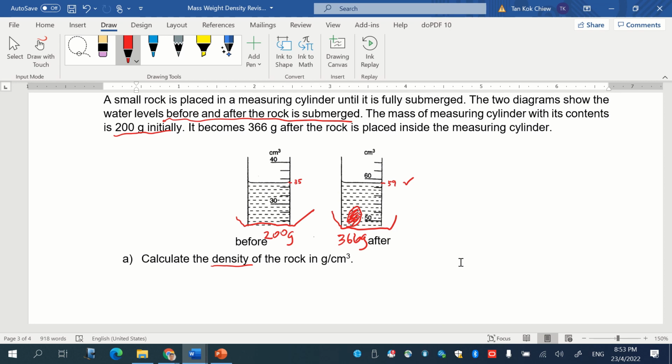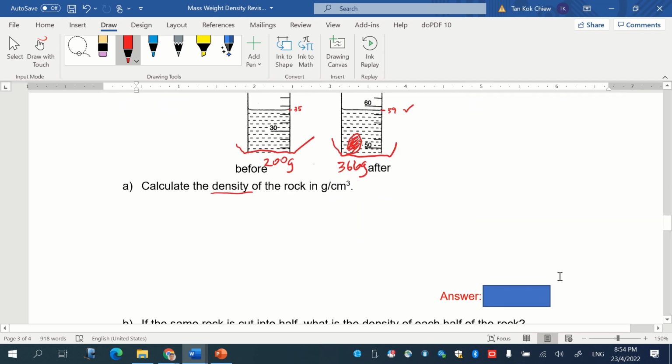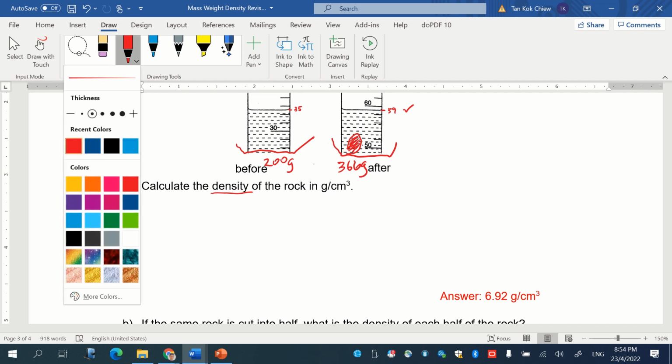Okay, ready? Let's stop here. Did you get your answer? Let's check the answer. 6.92 gram per cm cube. Let's check how this is done.